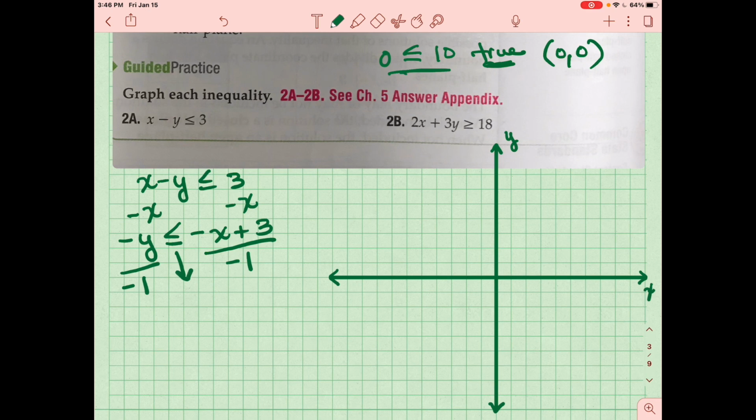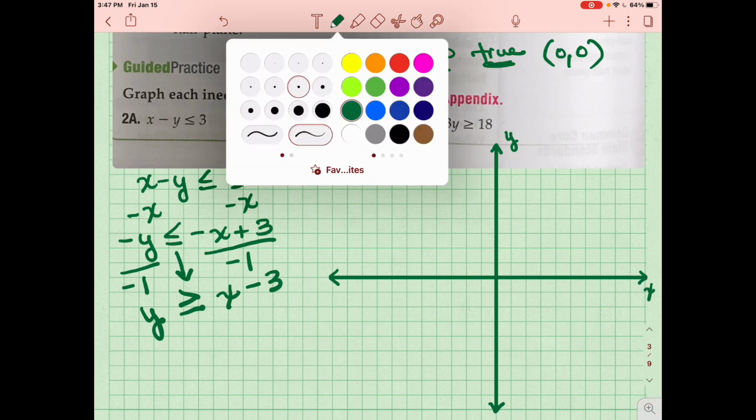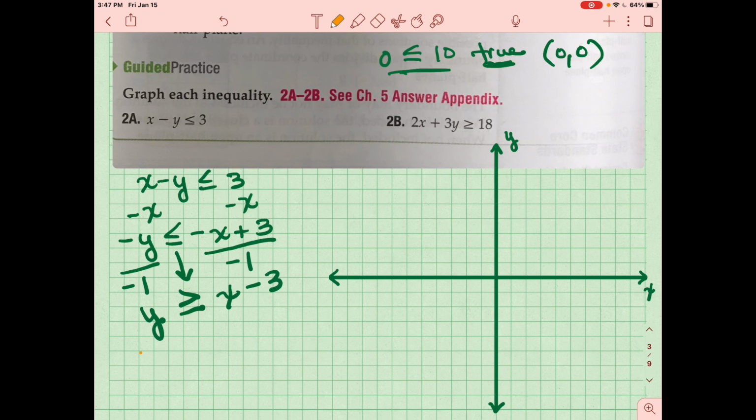Look what that does. Okay, flip the sign. Then negative divided by negative gives me a positive. Great. And I'm just going to change every sign on the other side. So x became positive, 3 became negative, and now I have y is greater than or equal to x minus 3.